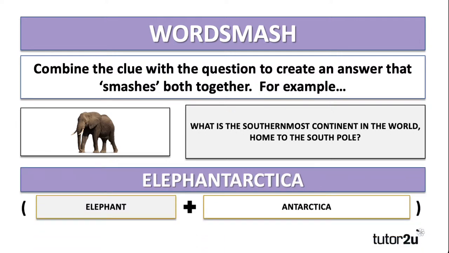To give you an example of how it works, if you've ever seen Richard Osman's House of Games, which is a fun teatime television quiz, the last round is always something called Answer Smash, where there's a picture and a clue and you have to smash the two together, and the end of the first word becomes the start of the second word. So the southernmost continent in the world, home to the South Pole, is Antarctica. You've got an elephant, and so you smash them both together and you get Elephantarctica. That's how it works.